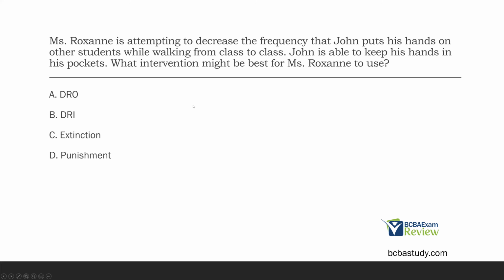Reading that, we can start to say, okay, John can keep his hands in his pockets. That's a potential replacement behavior for putting hands on other students. And if John were to keep his hands in his pockets, he wouldn't be able to put his hands on other students. That behavior would be incompatible. So in your mind, you should start thinking, this sounds like a differential reinforcement type intervention. We're going to reinforce the hands in pockets, and we're going to put the other behavior on extinction. So we've now done the question. Let's look at our answer choices and see if our prediction is right.